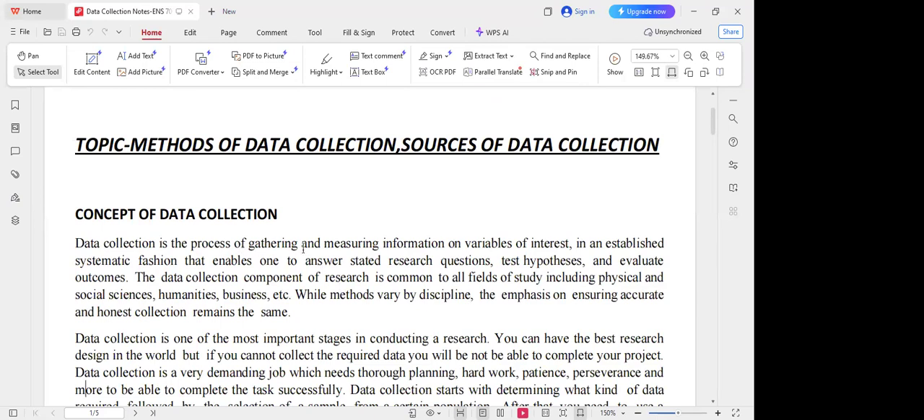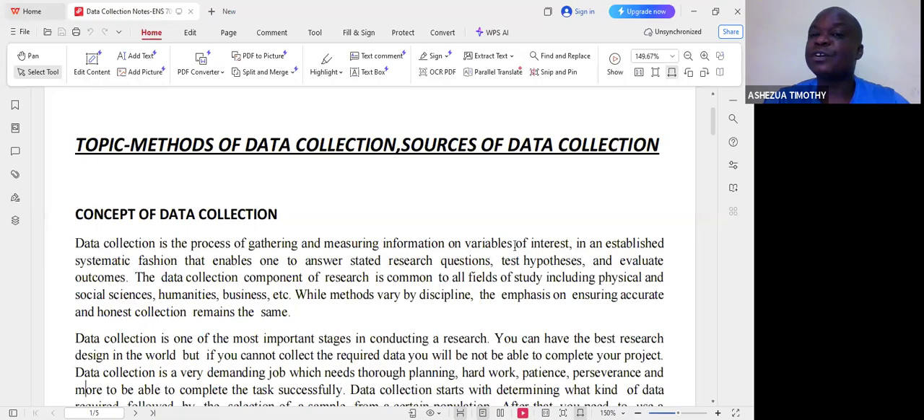Data collection is the process of gathering and measuring information on variables of interest in an established systematic fashion that enables one to answer stated research questions, test your hypothesis, and evaluate the outcomes. So if I ask you what is data collection, this is what you're going to tell me. You will tell me it is a process of gathering and measuring information on variables of interest in an established systematic fashion to enable you answer stated research questions, test hypothesis, and evaluate the outcomes of your data collection.